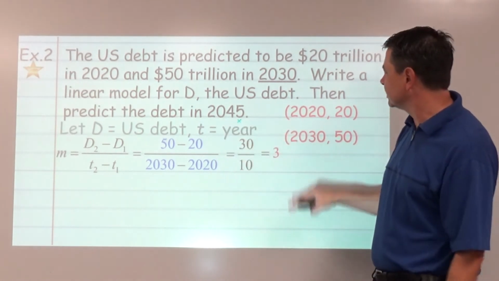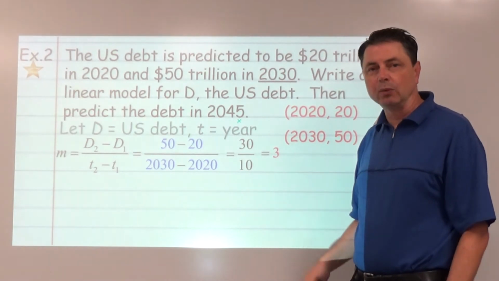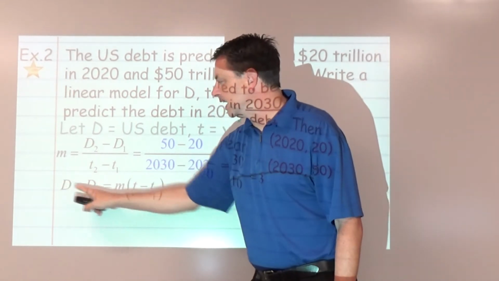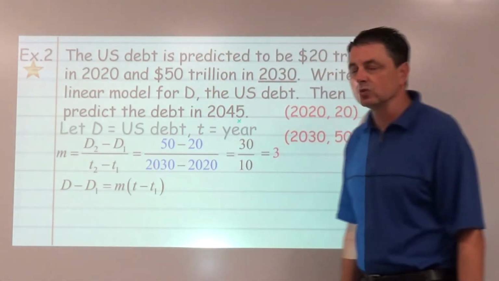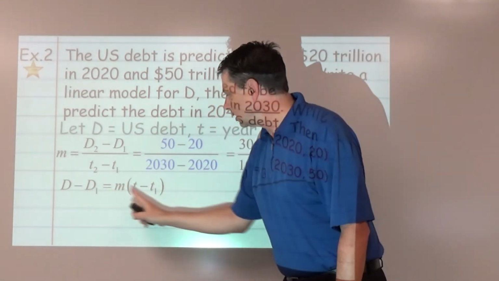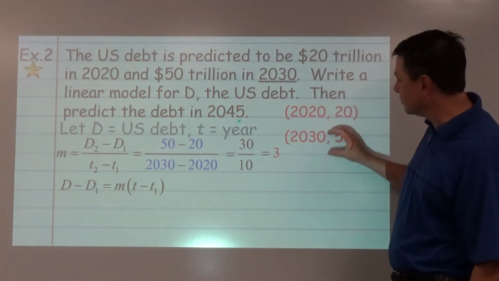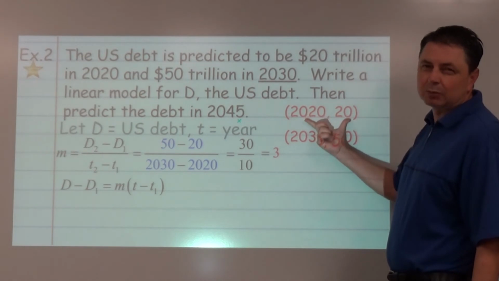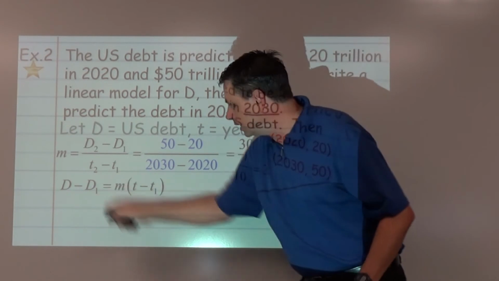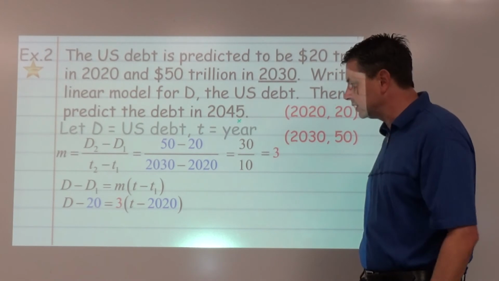All right, let's continue. This time we don't have a y-intercept, so we'll use point slope. y2 minus y1 equals m times x2 minus x1. But again, we replace the y's with d's and the x's with t's. So we're going to substitute here, and we already know the slope is 3. You can choose either set of points. It doesn't matter. I'm going to choose this one. Numbers are a little bit smaller, not much. So I'm going to substitute in our debt right there. D minus 20 equals 3 times t minus 2020.